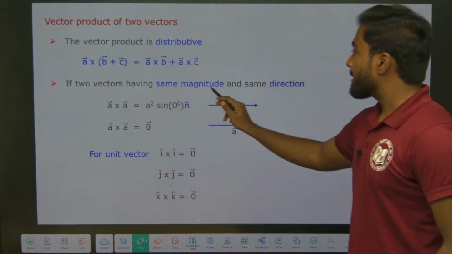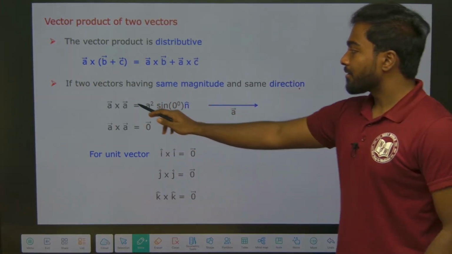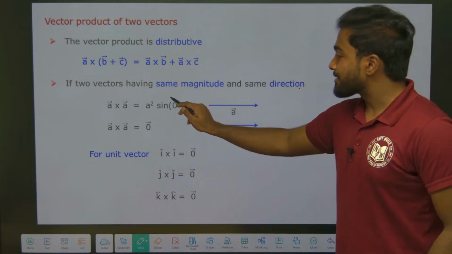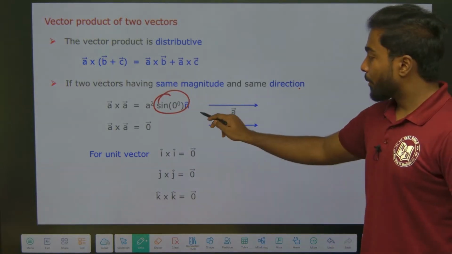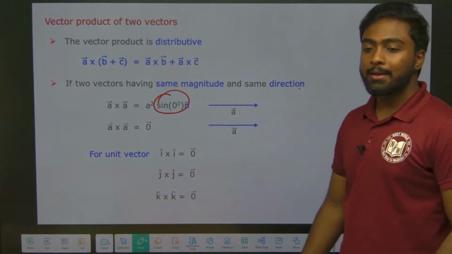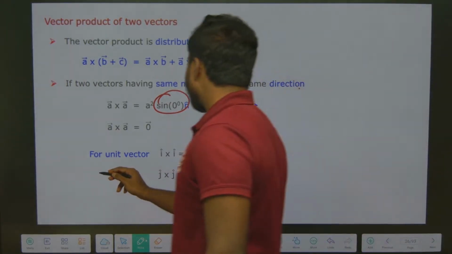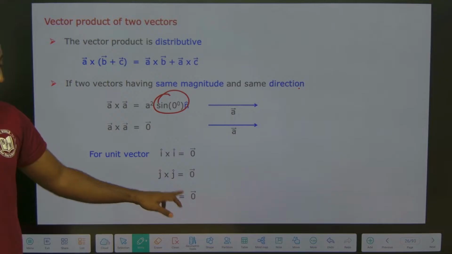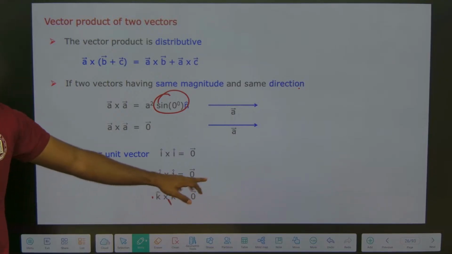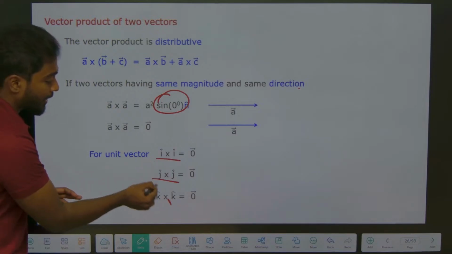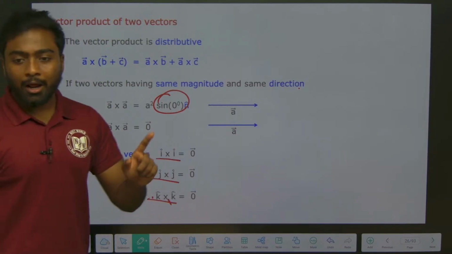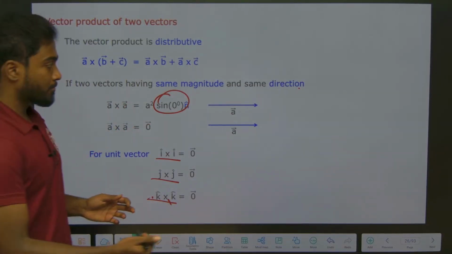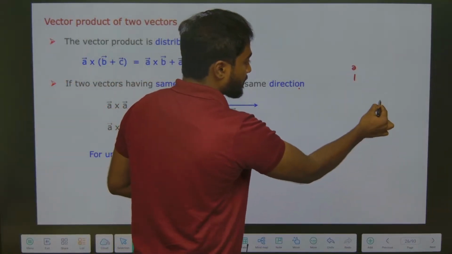If two vectors have the same magnitude and same direction, then the angle between them is 0 degrees, and sin 0 is 0, which means A cross A will be 0. So for unit vectors, I cross I will be equal to 0, J cross J will be equal to 0, K cross K will be equal to 0. So I, I; J, J; and K, K give 0. But when we talk about I cross J, J cross K, K cross I, it is a simple thing: I, J, K.